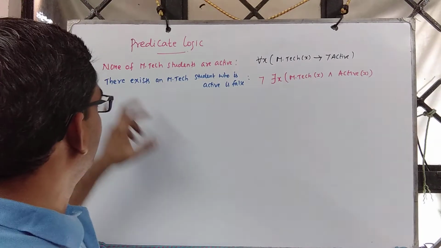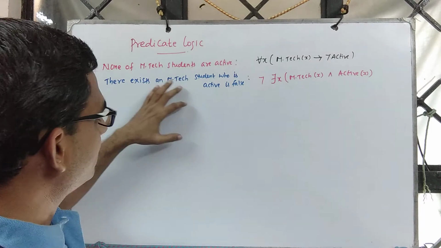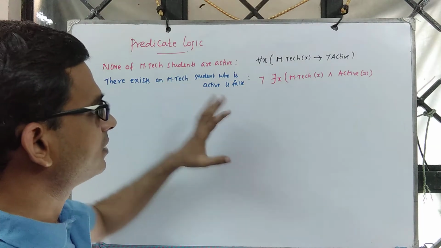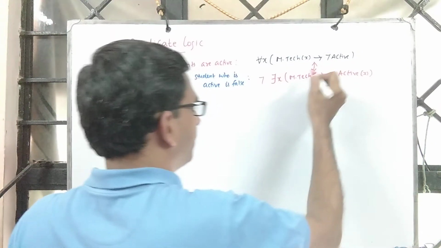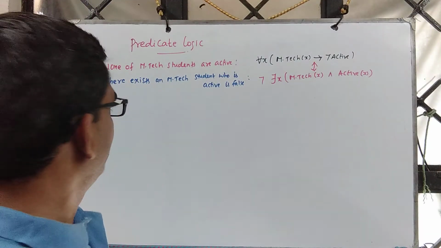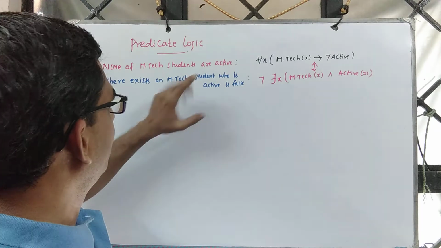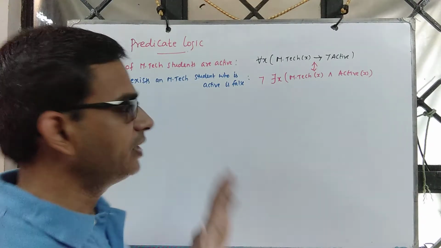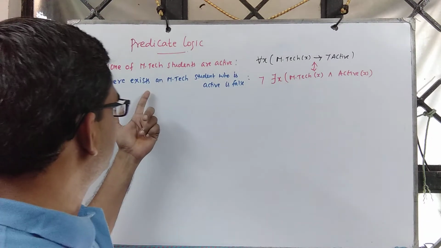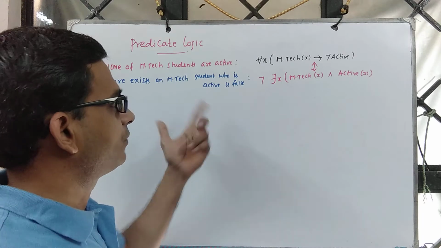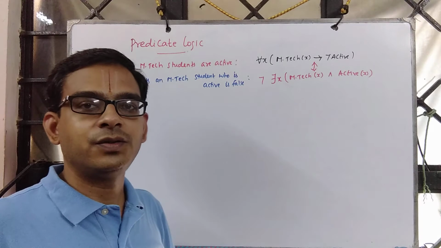We saw that "none of the MTech students are active" and "there exists an MTech student who is active is false" are equivalent. We will formally prove that now, but if you look at the statement, it's clear. None of the MTech students are active means you take any student, who is not active during problem session. This says there exists an MTech student who is active is false, so they are equivalent. We will say that this math notation is also equivalent now.